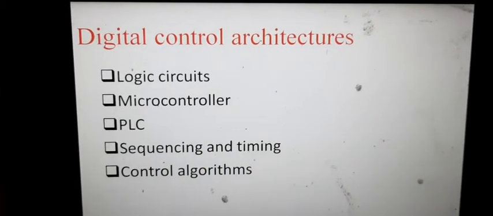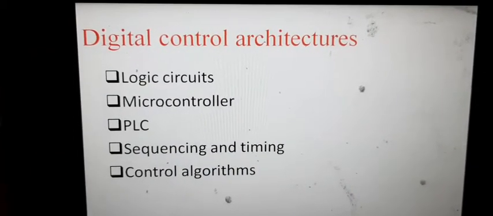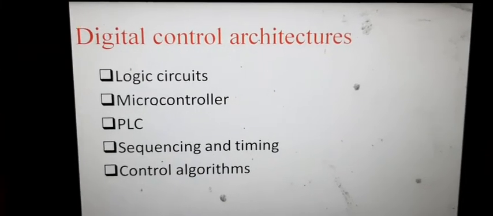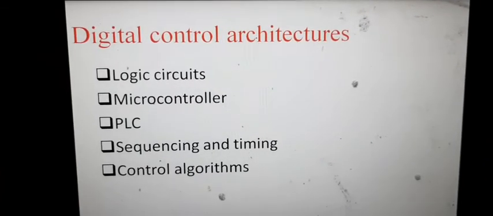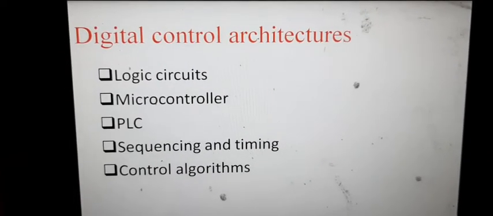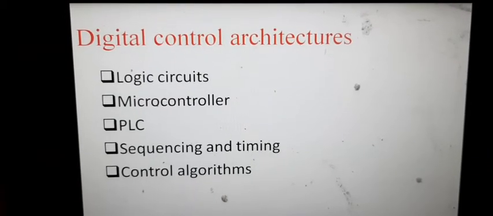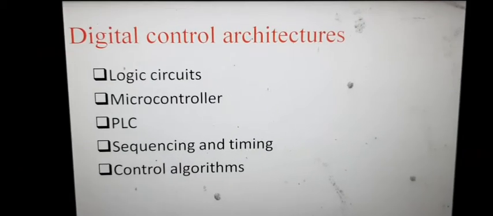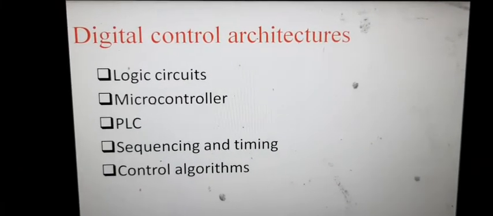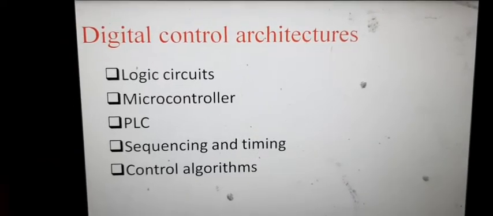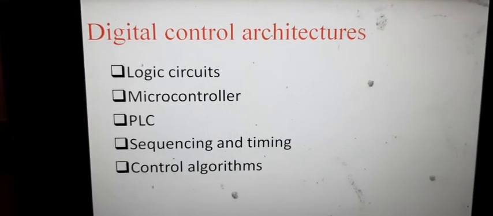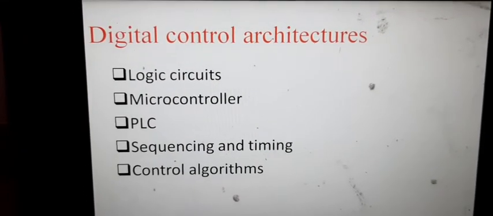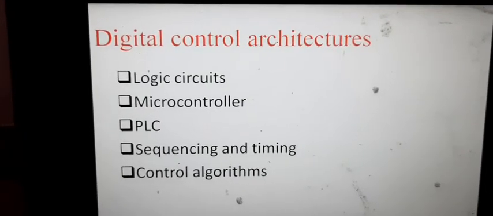And the digital control architecture is also a component of a mechatronic system. By using this control architecture, we control the whole process using control algorithms or sequencing, that is, a counter or timer, or a PLC, the programmable logic controller, or a microprocessor or microcontroller, or using different logic circuits. We control the process and design it according to our need, and we do automation by using these kinds of control algorithms or digital control architectures.